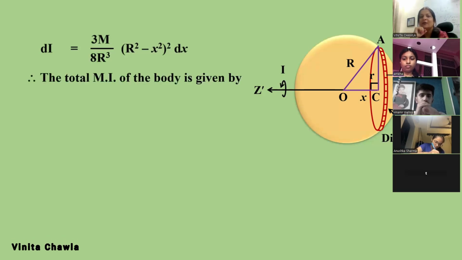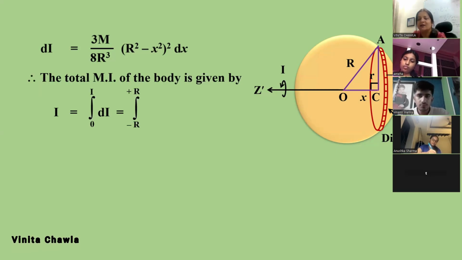And what if we want to find total moment of inertia of the body then? What should we do? We will integrate this. क्या करेंगे? Integrate करेंगे. ठीक है? On integrating, you will get this. Total moment of inertia because of the solid sphere. Now we'll put the limits from minus R to plus R.